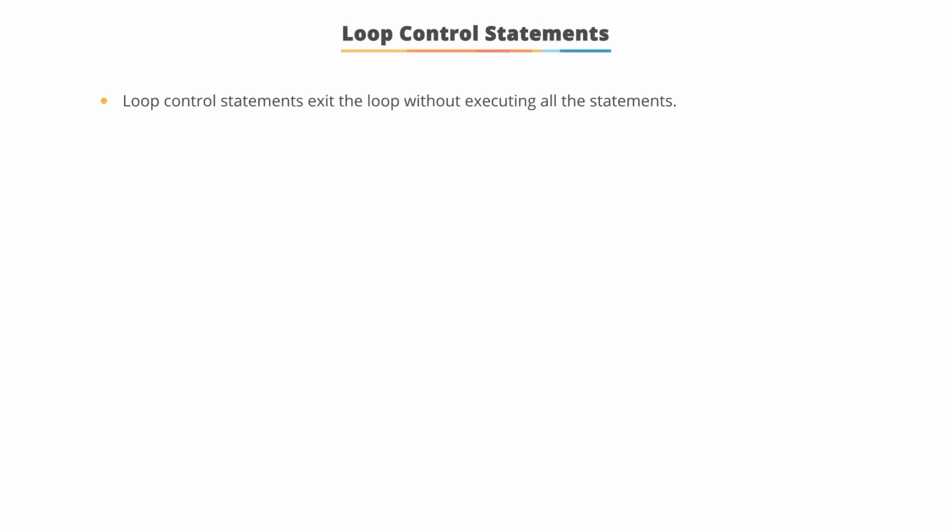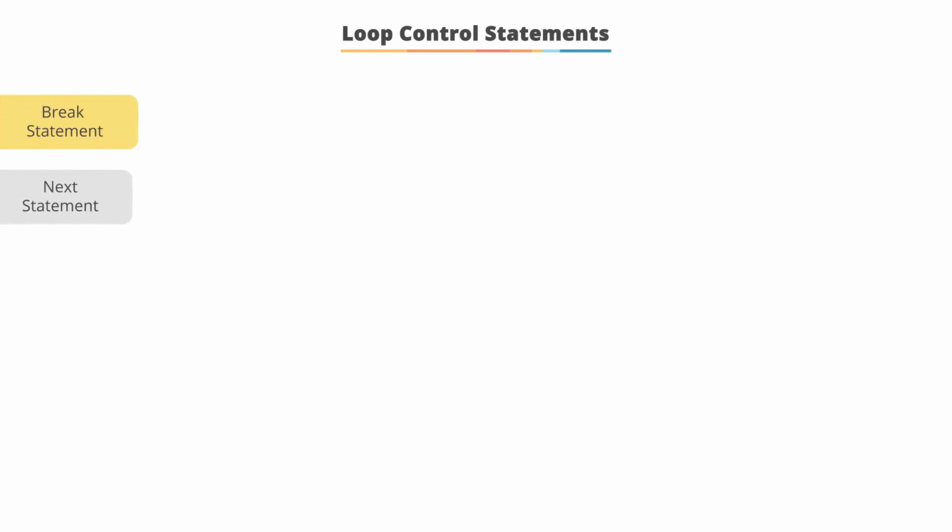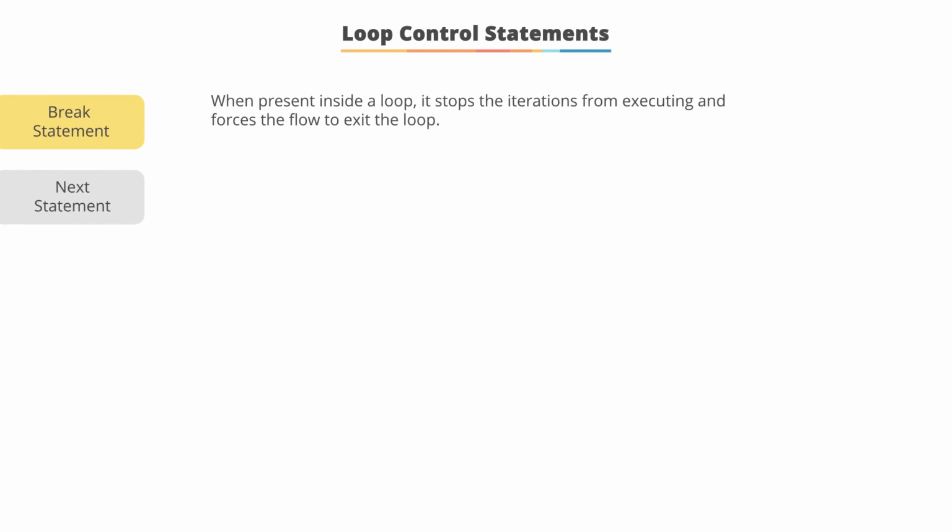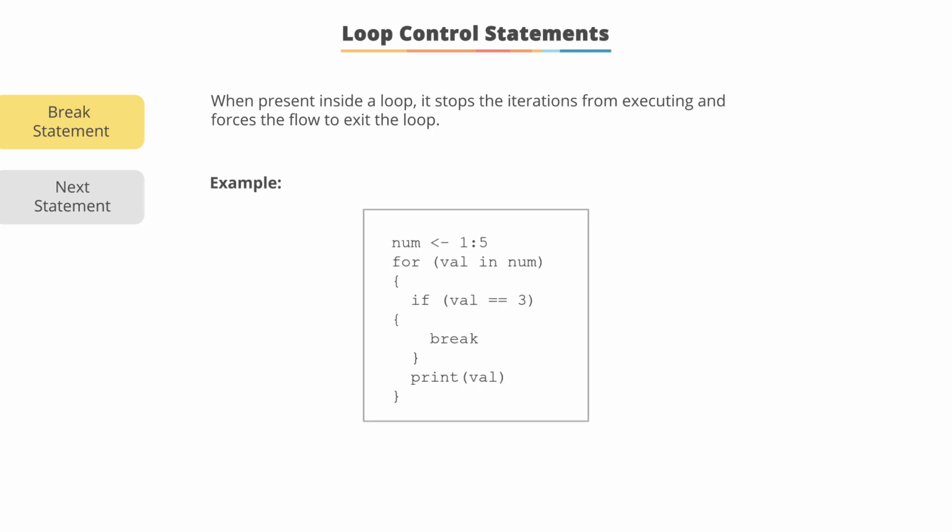Loop control statements exit a loop without executing all of the statements. There are two types of loop control statements that we can leverage in R: break statements and next statements. The break statement we kind of went through. When present inside a loop, it stops the iteration from executing and forces the flow to exit the loop immediately.